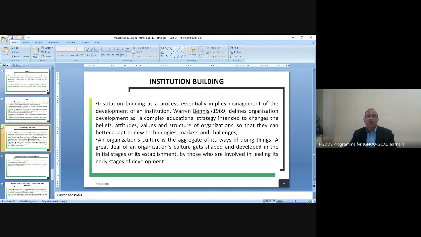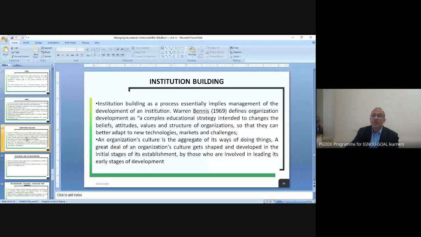And then institution building, how the institutions are built. Institution building as a process essentially implies management of the development of institution. That's what it is. How you manage your institution. It's not only routine management on a day-to-day basis, but the institution has to be developed on a long-term basis also. That's the definition of development.